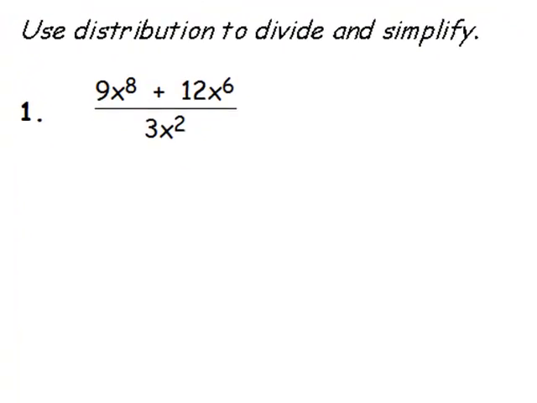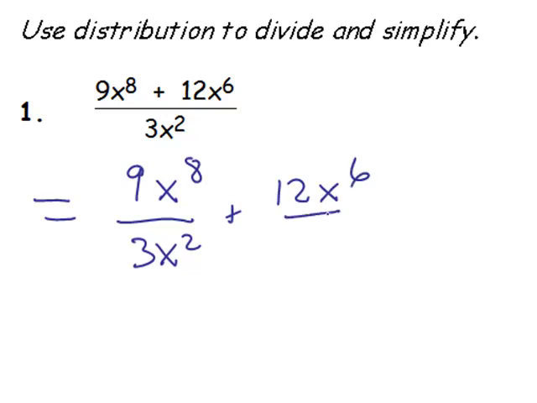Distribute and simplify. What that means is we're going to write this as 9x to the 8th over 3x squared plus 12x to the 6th over 3x squared. We have distributed that denominator to each term in the numerator. And we divide. 9 divided by 3 is 3. X to the 8th over x squared is x to the 6th. Remember, that's the quotient rule. Plus 12 divided by 3 is 4, and x to the 6th.